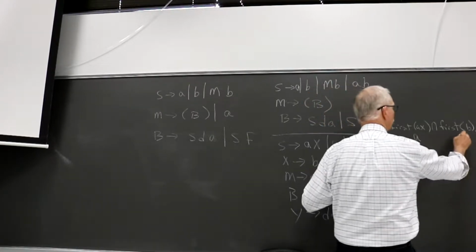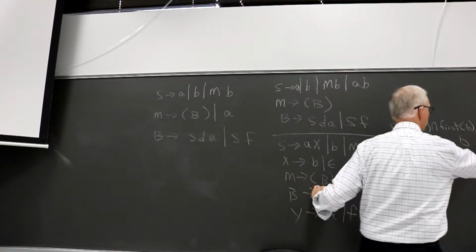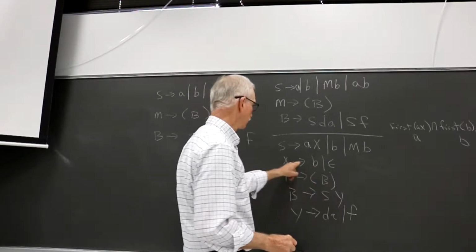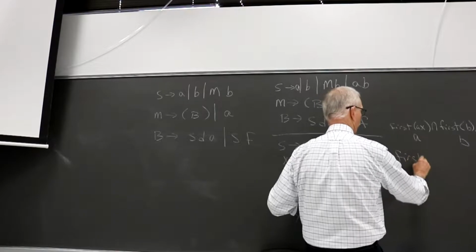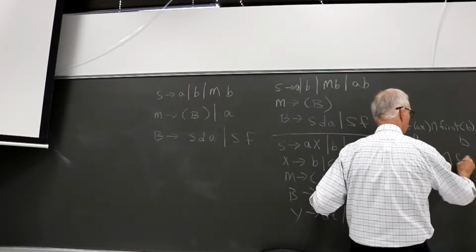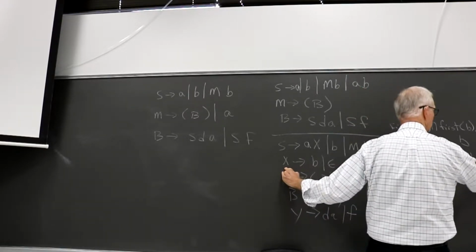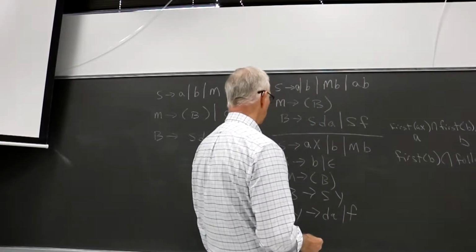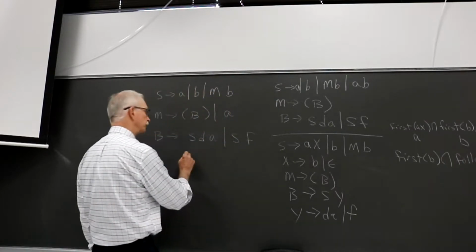A, B, first of M is going to be left paren. So then we do the first of B intersect the follow of X. Well, now we got trouble, huh?